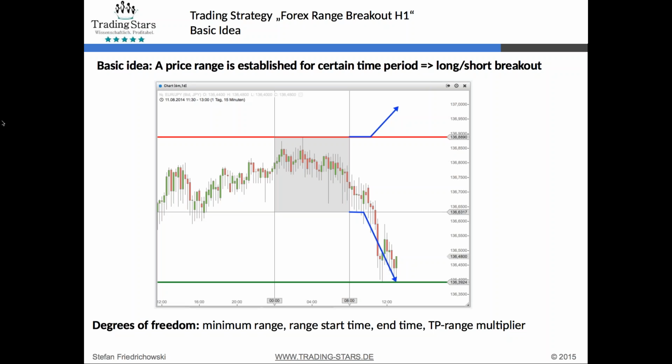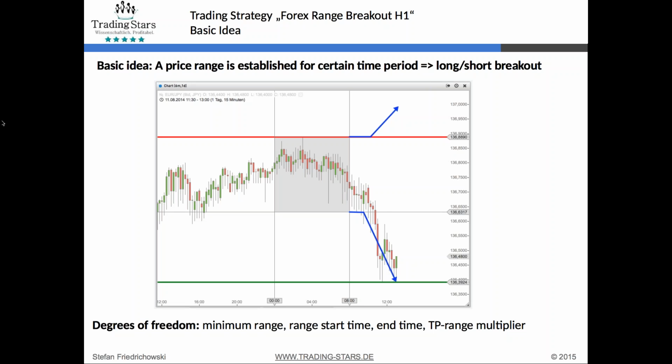When it comes to 8 o'clock, we place two orders: one long order, a buy stop order on the upper limit of the range, and a sell stop order on the lower boundary of that range. In this case, after about 1 hour, the short order would have been entered, which immediately means that we cancel the long order on the opposite side. And after a while, we have reached the take profit.